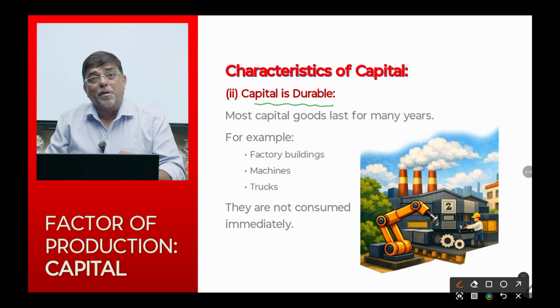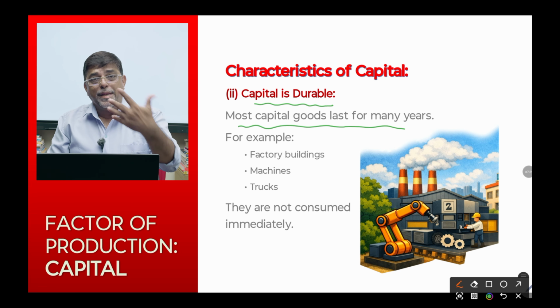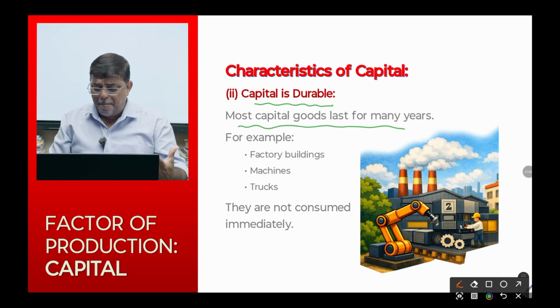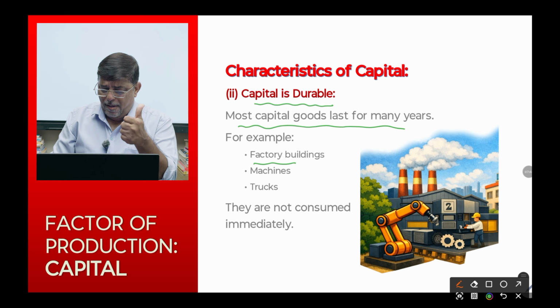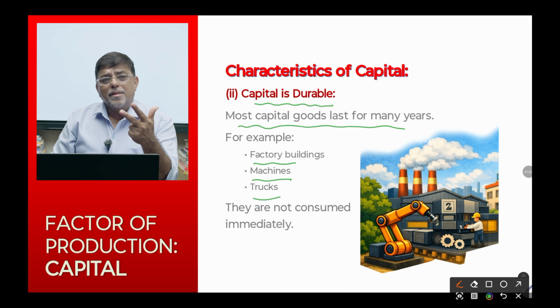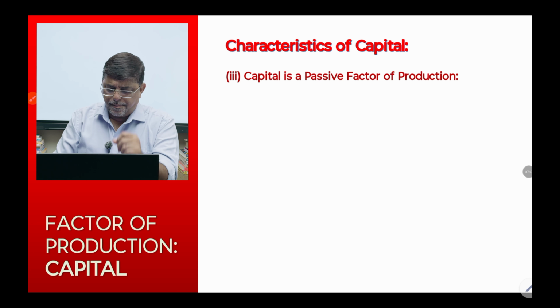Capital is durable. Most capital goods last for many years. They don't perish so easily, nor are capital goods consumed immediately. For example, your factory building, your machines, your trucks, they last for many years. And that's why capital is durable.